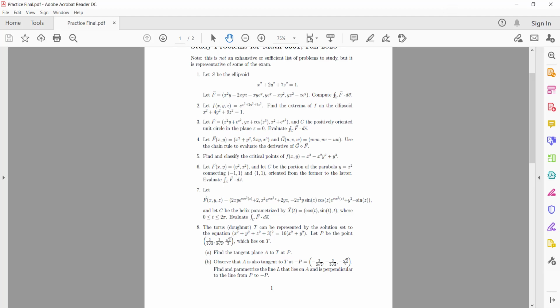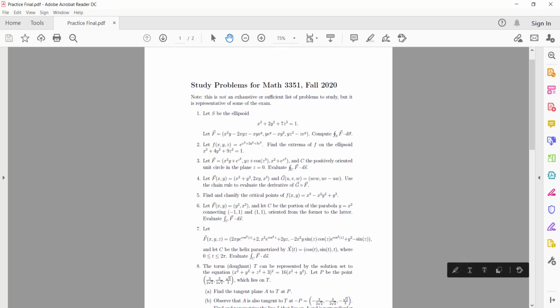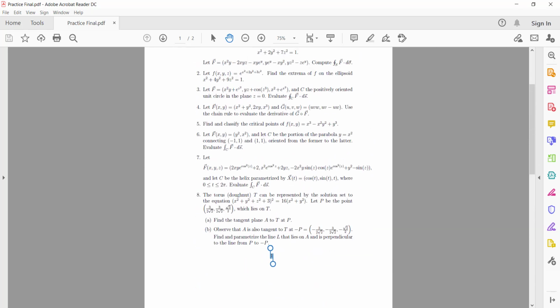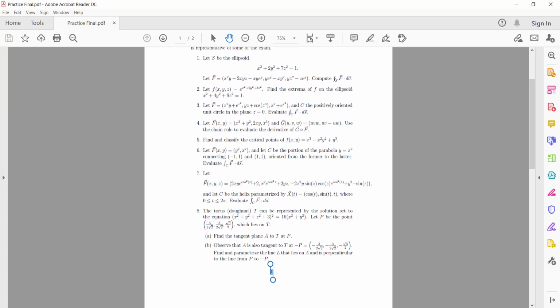All right, so I'm going to be working through all the problems in this practice review, which was posted for Dr. McKeown's class. And I'm just going to dive right in. So looking at problem number 1. We're given an ellipsoid S, and then we're given this vector field F, and then we're asked to compute this flux integral of our vector field over the surface S.